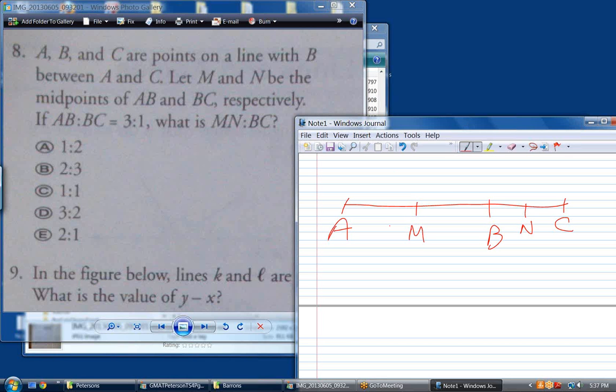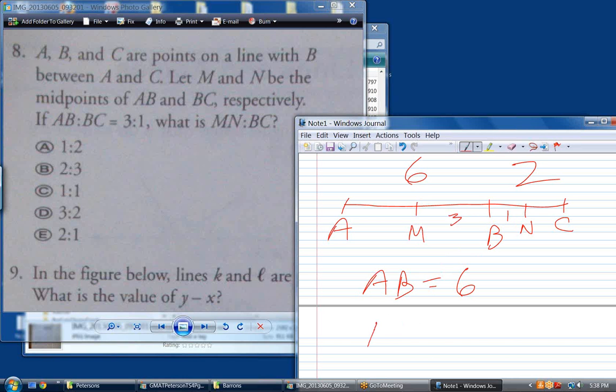So okay, let's pick some numbers. Well, give me an AB. Well, if AB is 6. Good. Then BC is 2. Good. And then M is 3. And from A to M, MB is 3. And then BN is 1.